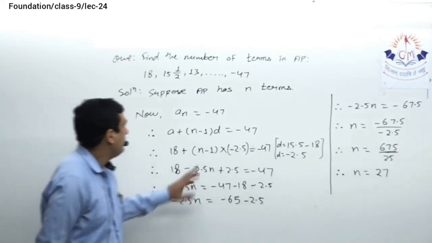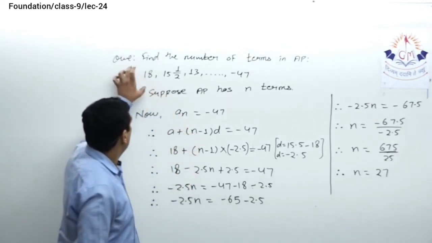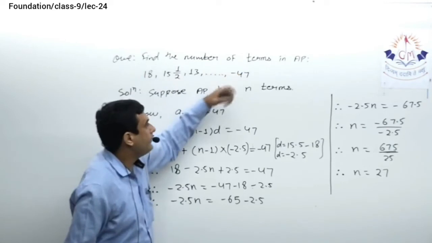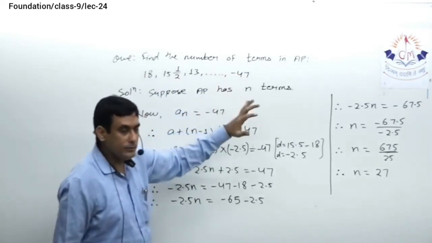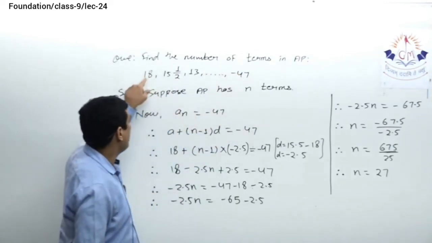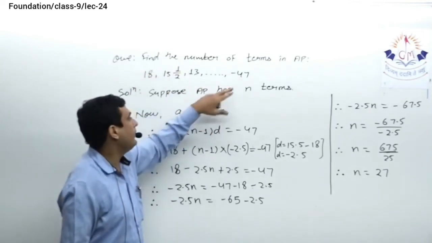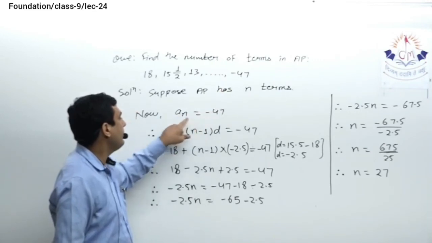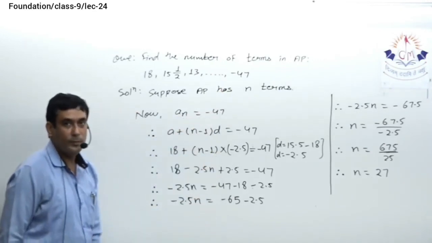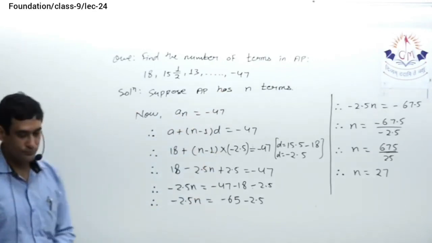So I hope you got the concept. A is given, D is given, AN is given, and they are asking for N. In short, this is the question. The first term is given, the second term is given, which means D is given, as well as the last term, that means AN is given. And we have to obtain the value of N.